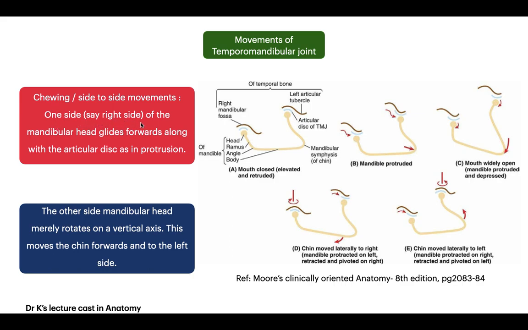One side, say right side of the mandibular head, glides forwards along with the articular disc as in protrusion. The other side mandibular head merely rotates on a vertical axis. Can you see? Vertical axis. This moves the chin forwards and to the left side.